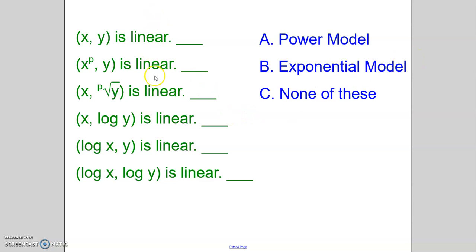So I'd like to start with the following. These are 6 multiple choice questions. Your options are A, B, and C, so for each one, choose what describes it. If I were to plot just the variables x and y and I found that that was about linear, which of these would be true? Would it be a power model, an exponential model, or none of these? And then if I plotted x to the power of p versus the response variable y, and that appeared linear, which of these would be true, and so on for all 6 of these.